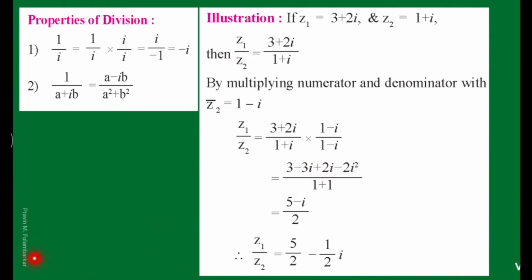Now see one example. If z1 equals 3 plus 2i and z2 equals 1 plus i, then z1 upon z2 equals 3 plus 2i upon 1 plus i. So here the denominator is 1 plus i. So we take the conjugate of z2 by multiplying numerator and denominator with the conjugate of z2, which is 1 minus i. So here z1 upon z2 we write as it is. Then we multiply and divide by the conjugate of z2. So 1 plus i, its conjugate is 1 minus i.